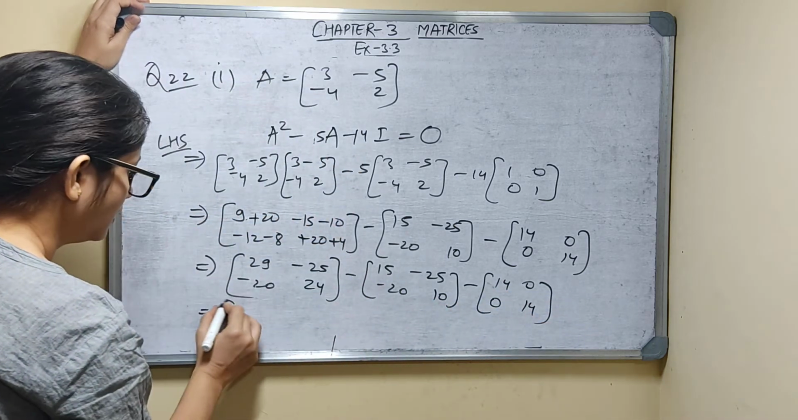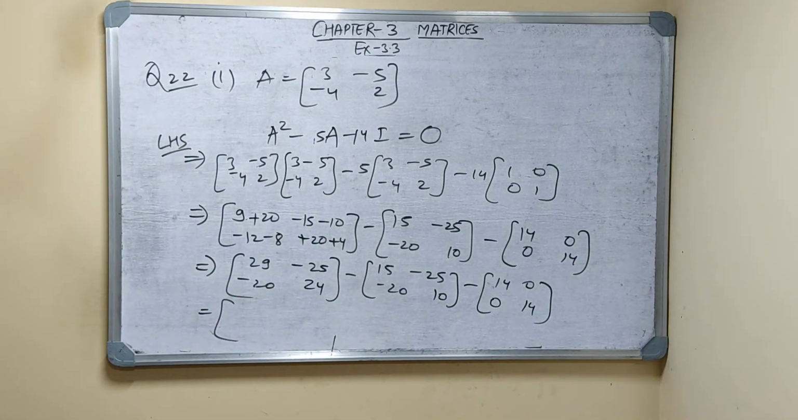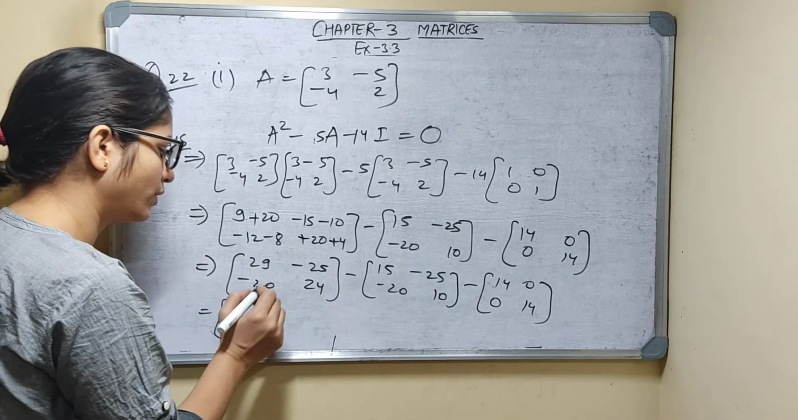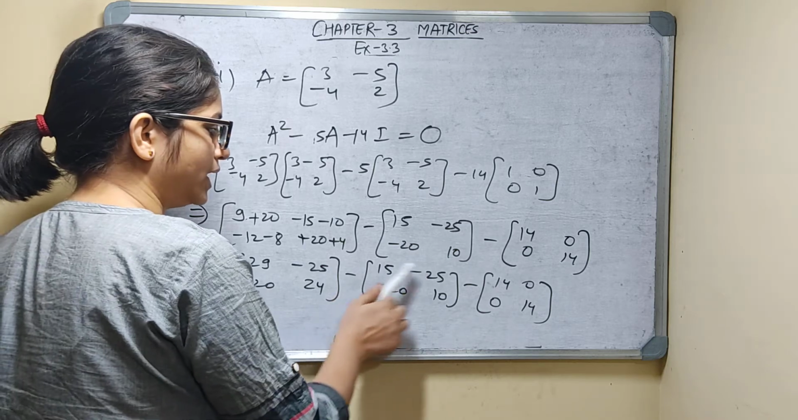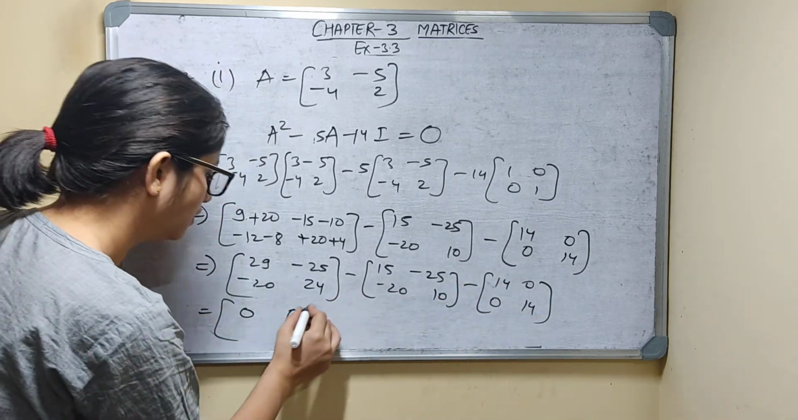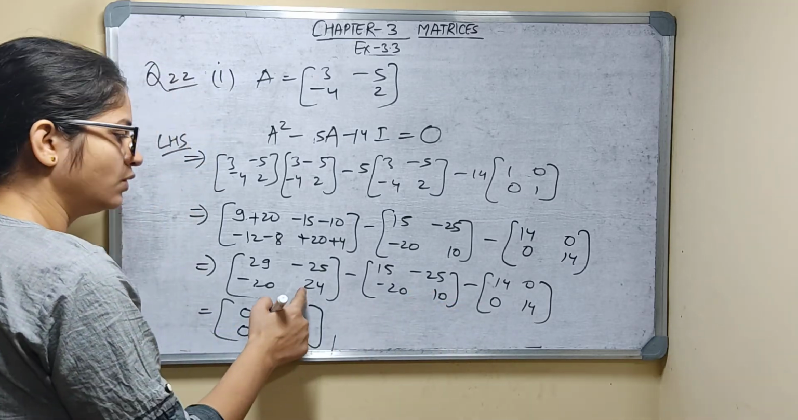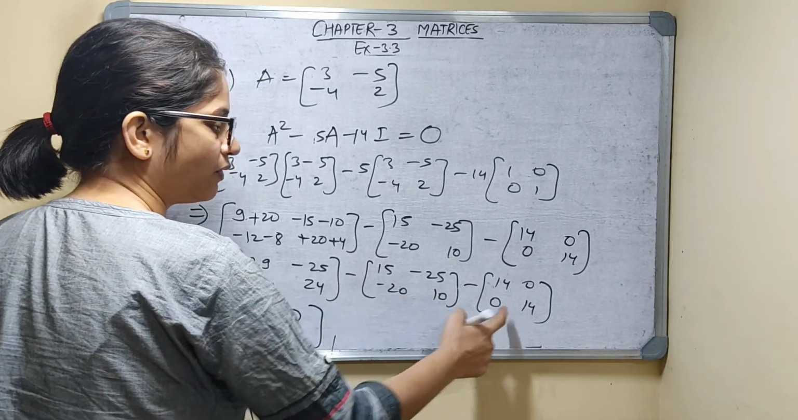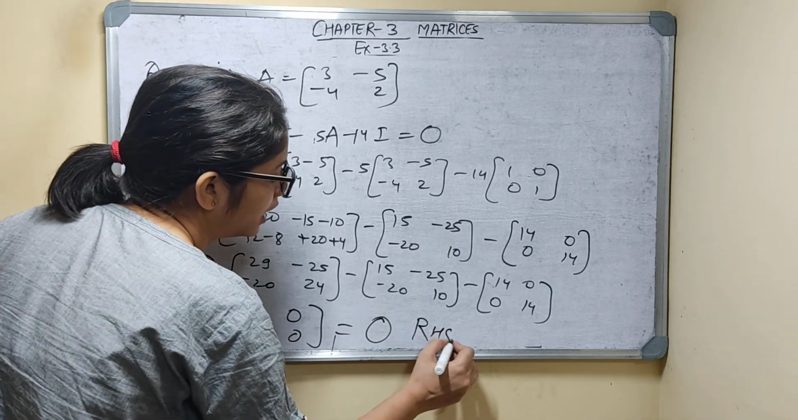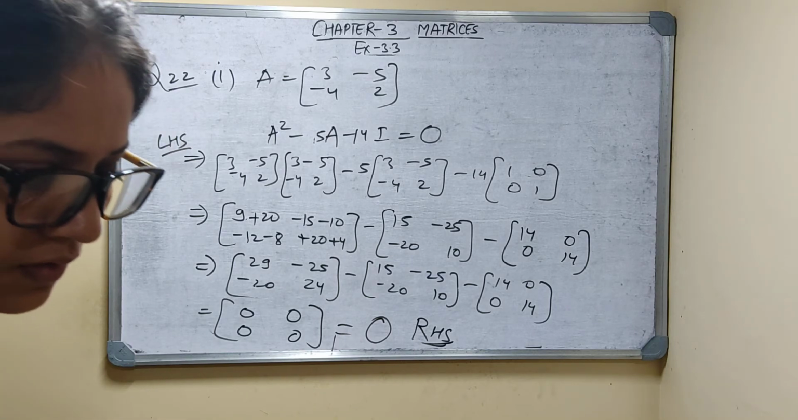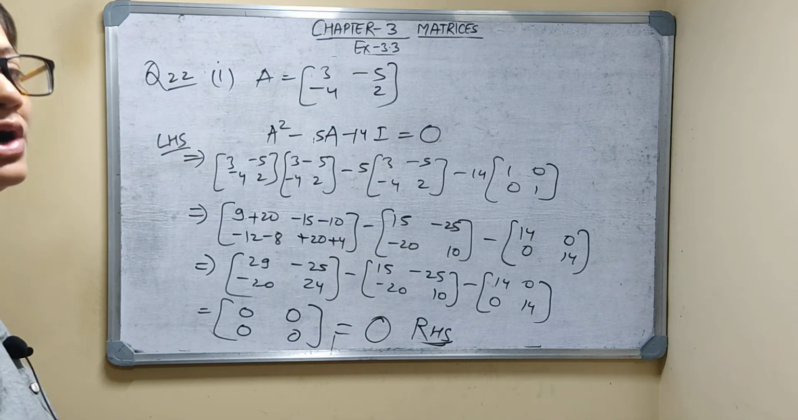So you can see what will you get? 29 minus 15 minus 14. So 29 minus 29, so 0. Minus 25 plus 25 minus 0, so 0. Minus 20 plus 20 minus 0. 24 minus 10 minus 14. So 24 minus 24 is equal to 0. It is equal to RHS. Like this you have to solve. First part is over now. Second part you can do by your own.